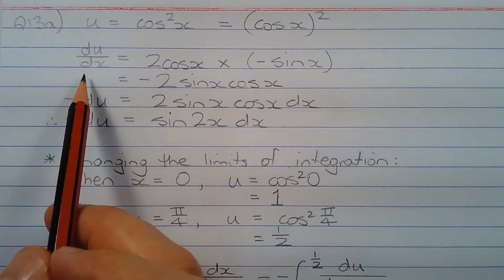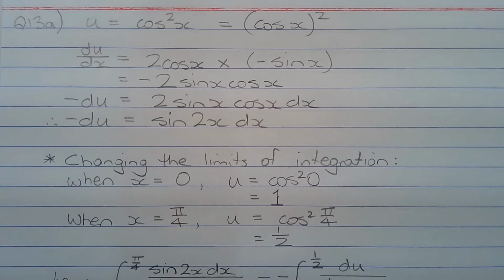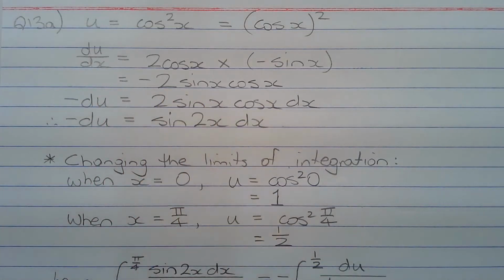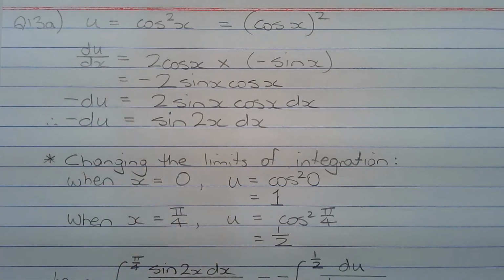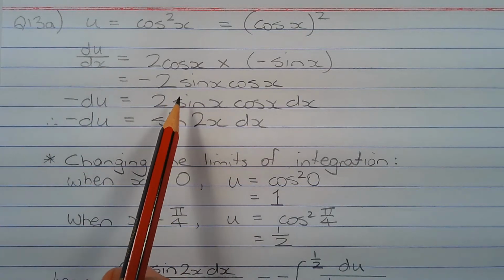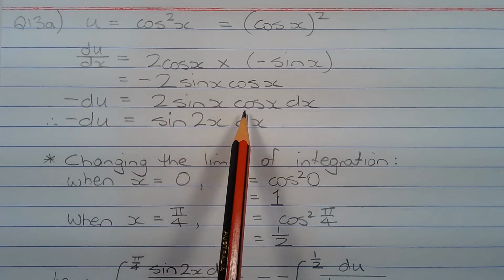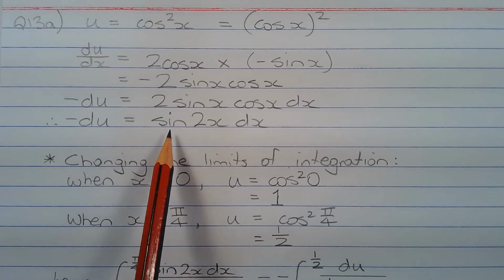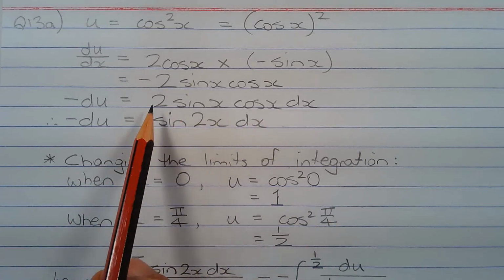Hence, du dx is equal to 2 cos x multiplied by negative sine x, which is equal to negative 2 sine x cos x. And multiplying both sides of this equation by the differential dx, and then dividing both sides by negative 1, we have negative du is equal to 2 sine x cos x dx. Therefore, negative du is equal to sine 2x dx, since 2 sine x cos x can be expressed in terms of the double angle for sine.